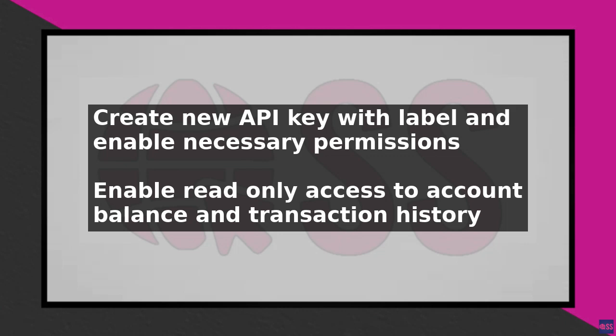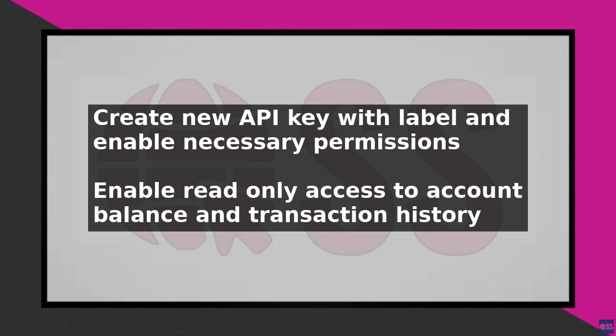Create a new API key by giving it a label and enabling the necessary permissions. It is recommended to only enable the permissions that are necessary for Goat to function properly, such as read-only access to your account balance and transaction history.